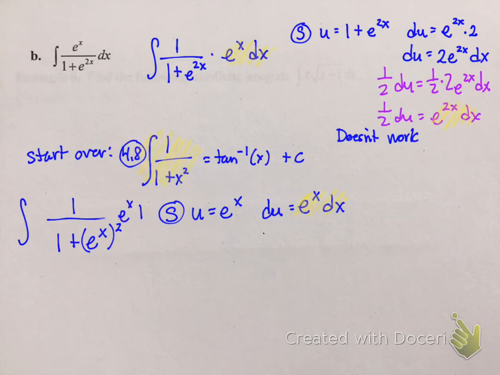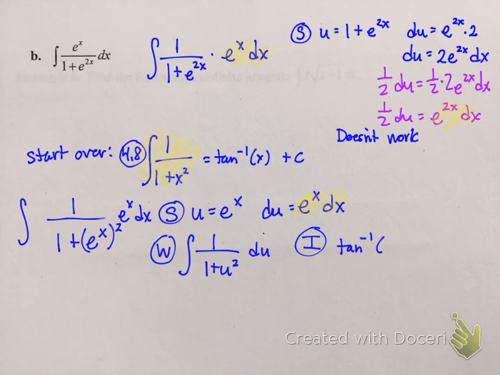I should have put e to the x dx over here. Okay, so since I got the leftovers to match up, my next step is to write the integration in terms of u. So what I get is 1 over 1 plus u squared times du. We just discussed that if I take the integration of 1 over 1 plus u squared, I'm going to get inverse tangent of u plus c.